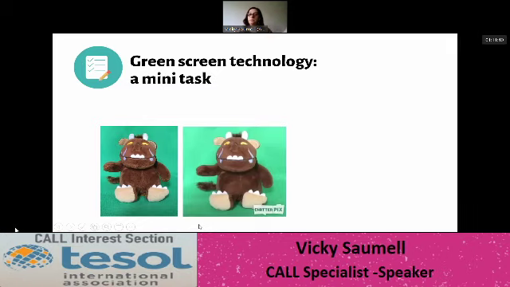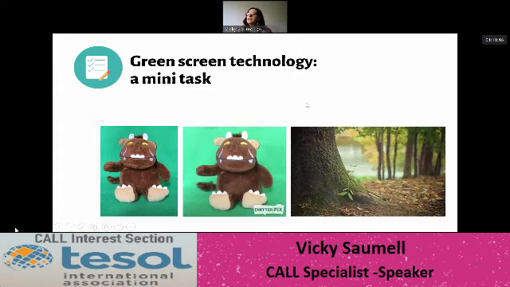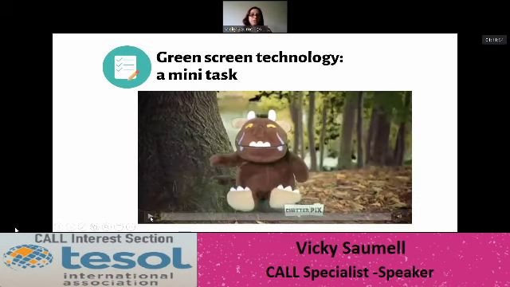So now I had the picture on the green screen. Now I have the picture that speaks. Then I chose a background, a nice forest background to put my character in. And now we're going to go and see the finished product.